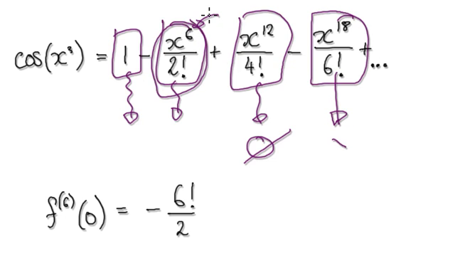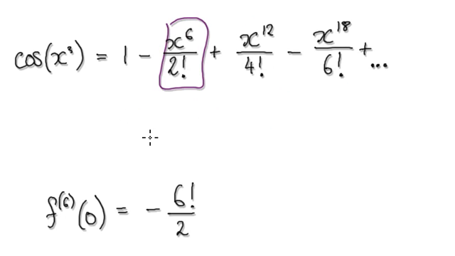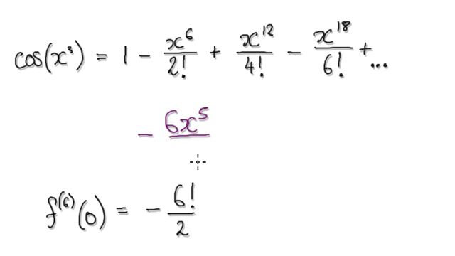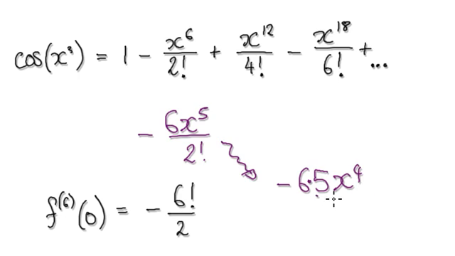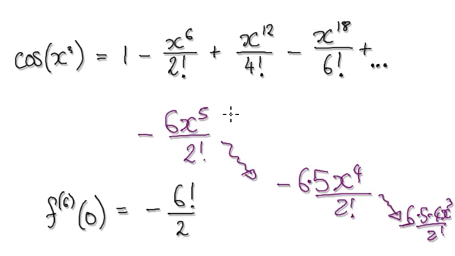But then when you come to differentiate this 6 times, differentiate this once, it would be minus x. Differentiate this 6 times, it would be something along the line of 6x to the power of 5 over 2 factorial. And then when you come to differentiate it again, it will be minus 6 times 5, and then x to the power of 4 over 2 factorial. When you come to differentiate it again, it will be 6 times 5 times 4, x to the power of 3 over 2 factorial. And then, well, you can see the pattern here.